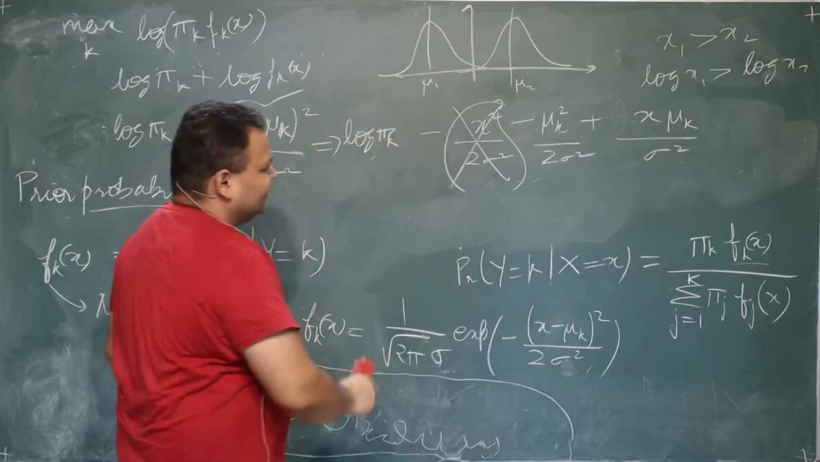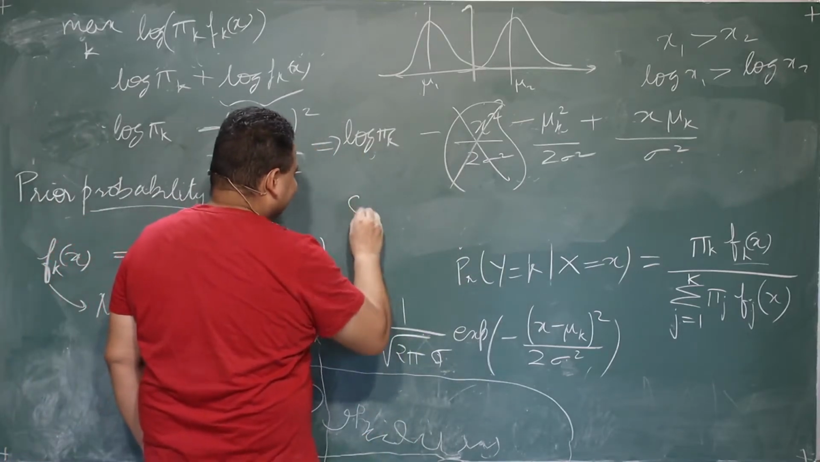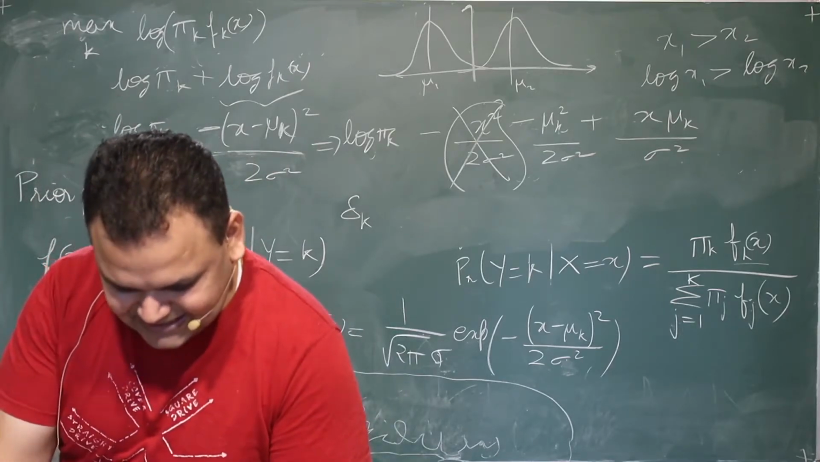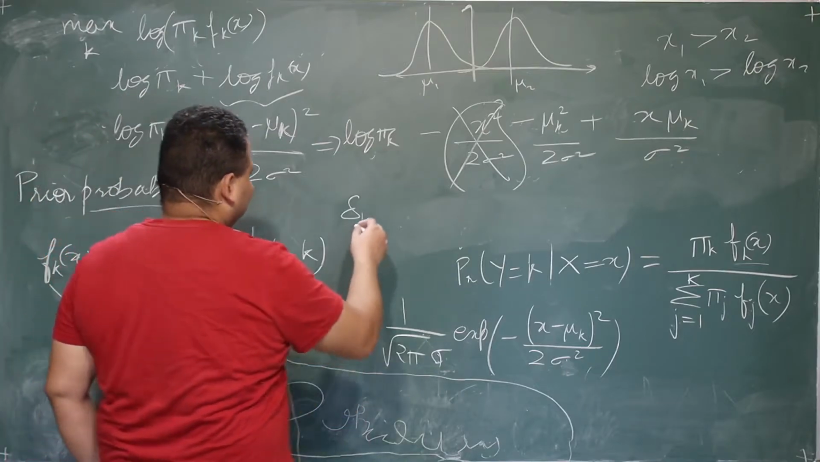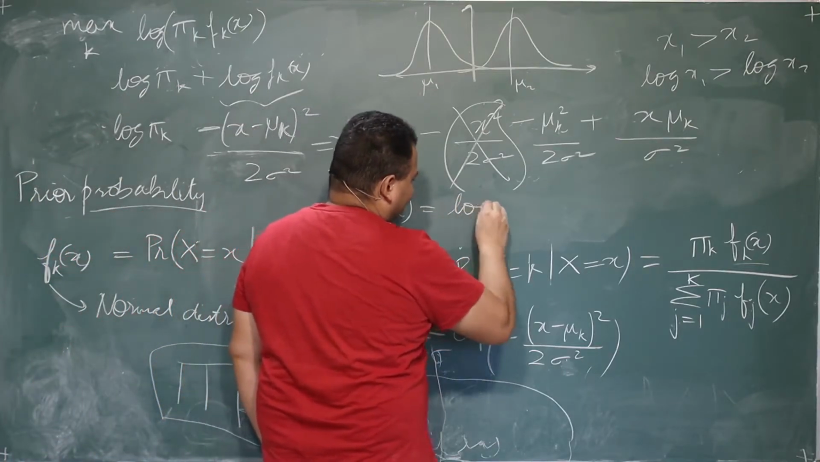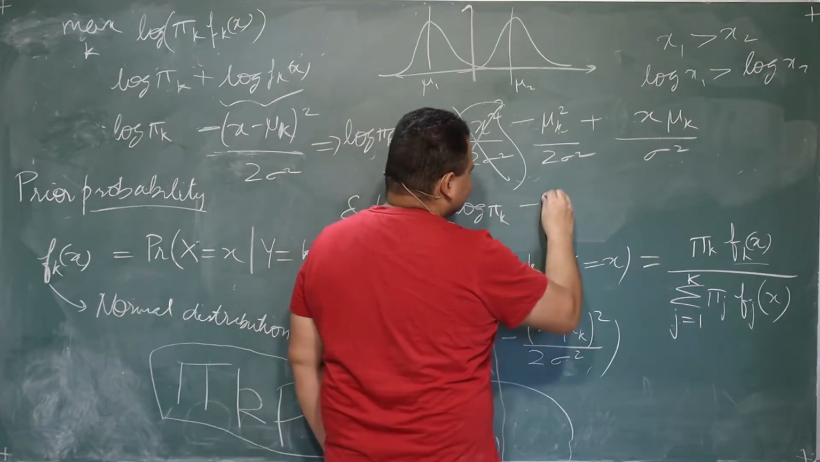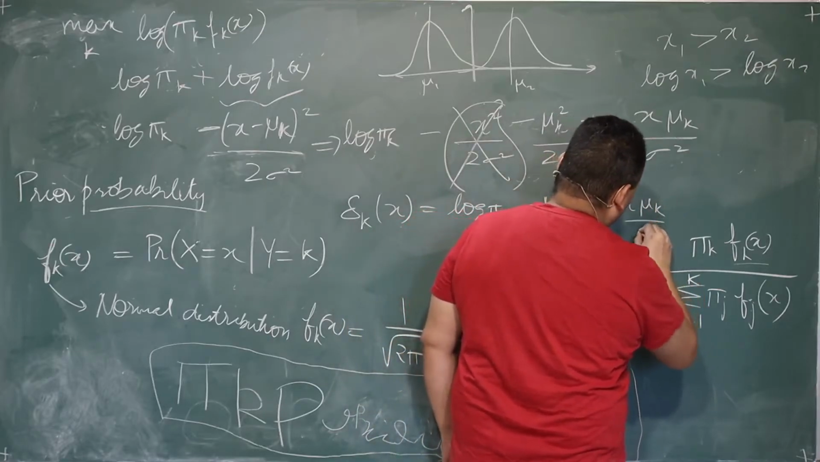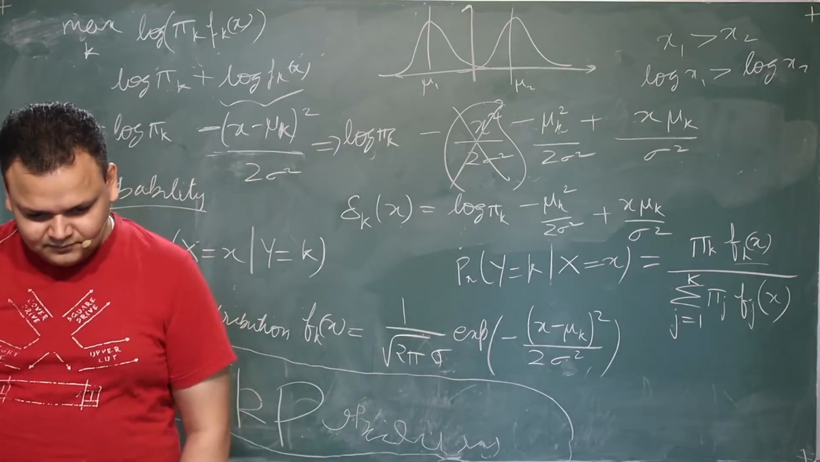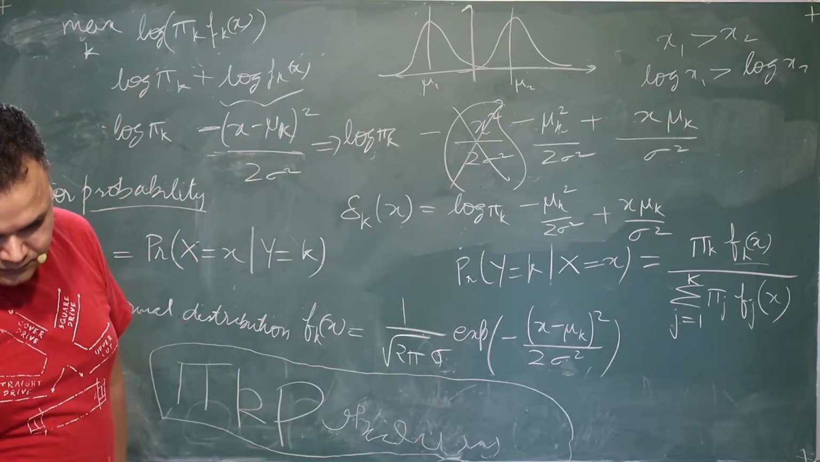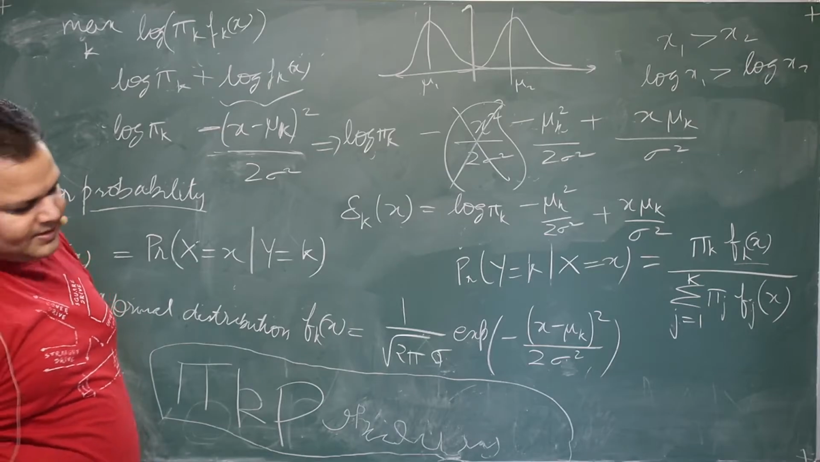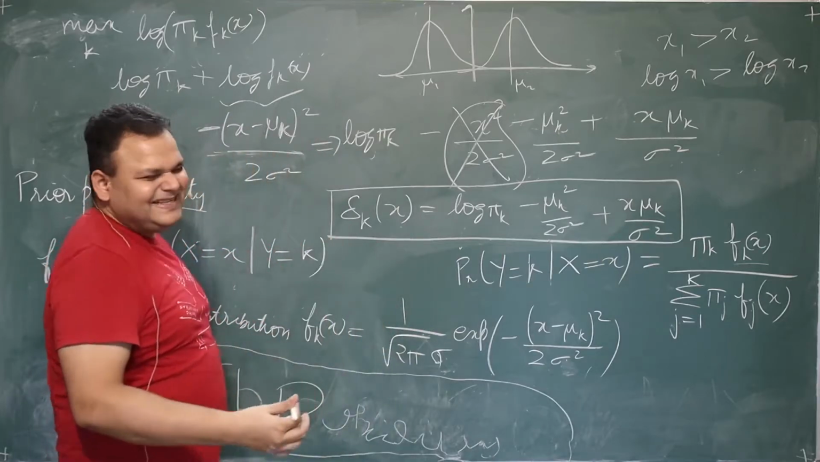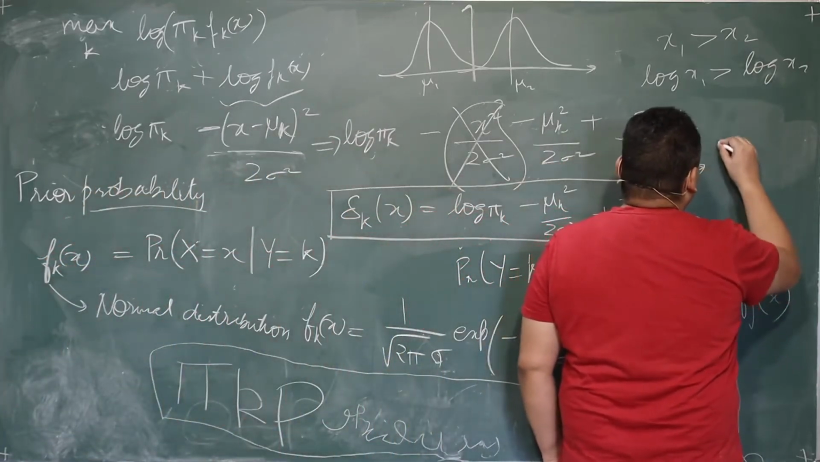So this particular function, let me write it again, is called delta k of x, which is equal to log pi k minus mu k squared over 2 sigma squared plus x mu k over sigma squared. So this is called the discriminant function.